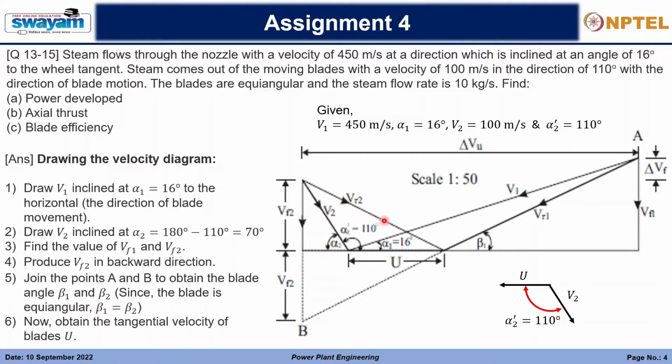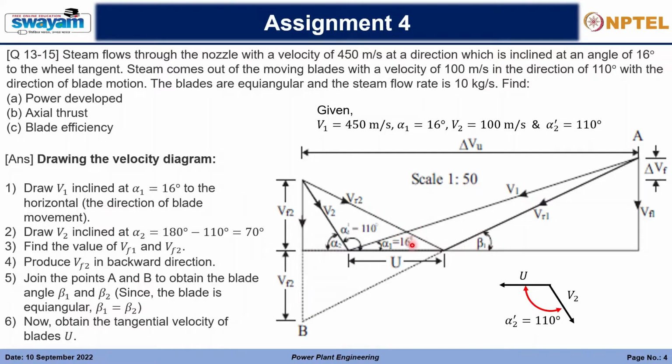Then when we have found vf1 and vf2, we need to now calculate the relative velocities, right? These relative velocities and at what angle they are inclined. Now one thing we know from the question is that the blades are equiangular, which means if the relative velocity at the inlet has angle beta 1, that will be equal to the angle of the relative velocity exiting the blade, that is beta 2, right? Beta 1 will be equal to beta 2. So we just need to calculate beta 1, right?